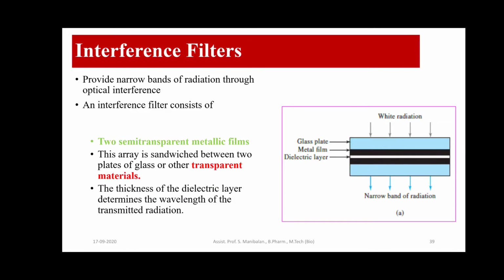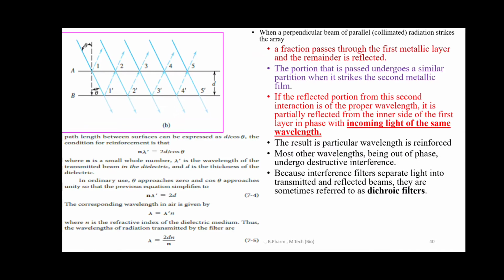Okay, see, a transparent dielectric, for example calcium fluoride or magnesium fluoride layer, two semi-transparent metallic films, and the next one is that this total thing is covered with transparent materials such as glasses, right? The thickness of the dielectric layer determines the wavelength of the transmitted radiation.